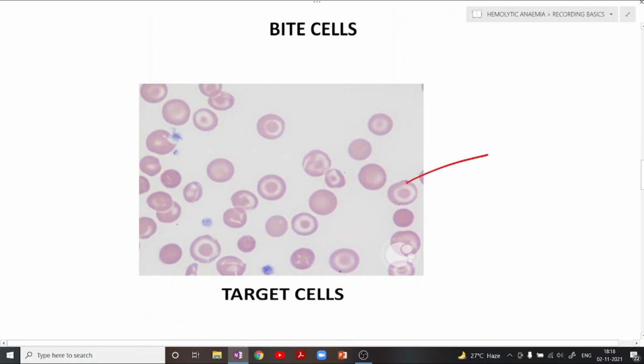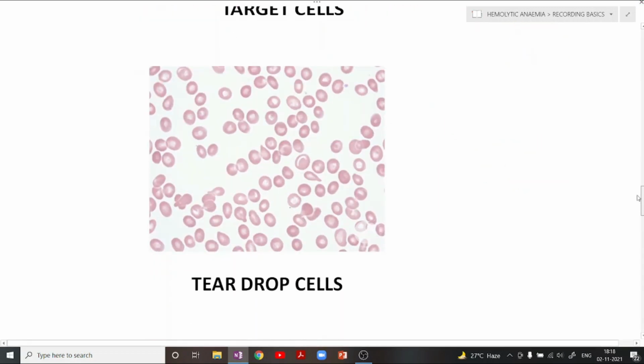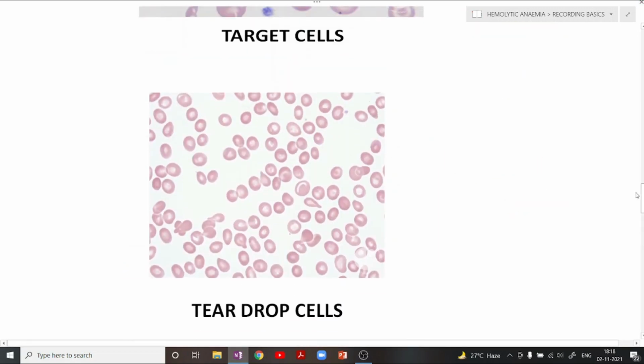Okay, this is the classical presence of target cells. Again, this is a very non-specific sign, but it is the presence of target cells. Again, it is indicative of hemolytic anemia or hemolysis. These are the classical target cells that we see. And very important, the presence of teardrop cells. These are pear-shaped cells that you see. These are also classically seen in case of hemolytic anemia.